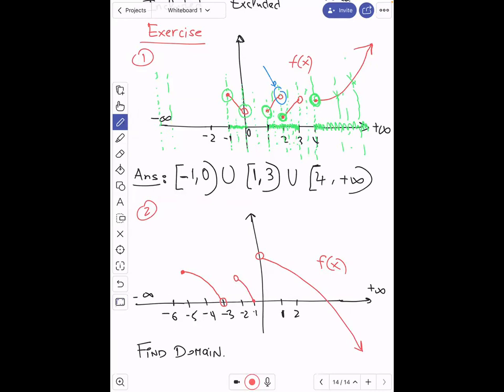Right? Any question about the first graph, guys? How I got this domain, the 3 different intervals? Okay, no, perfect. Now for number 2, I think Louis, you have an answer for number 2.